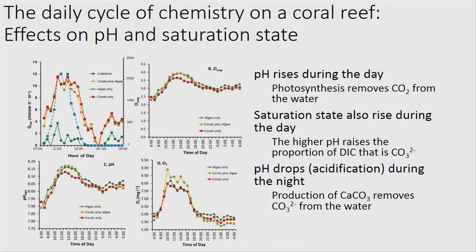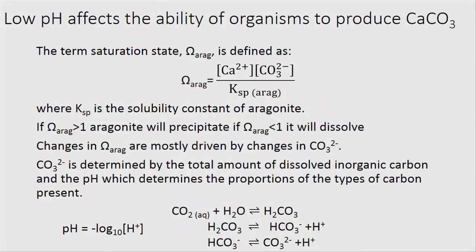Okay, so let's just point out that there's this thing that we can calculate, this omega aragonite, based on the concentrations of calcium and carbonate ion, and this is what happens when the pH changes. We change this parameter called the saturation state, which basically means that as pH goes up, we have more carbonate ion, so this number gets bigger. When pH goes down, we'll get less carbonate ion. Okay, so this is the carbonate ion here.